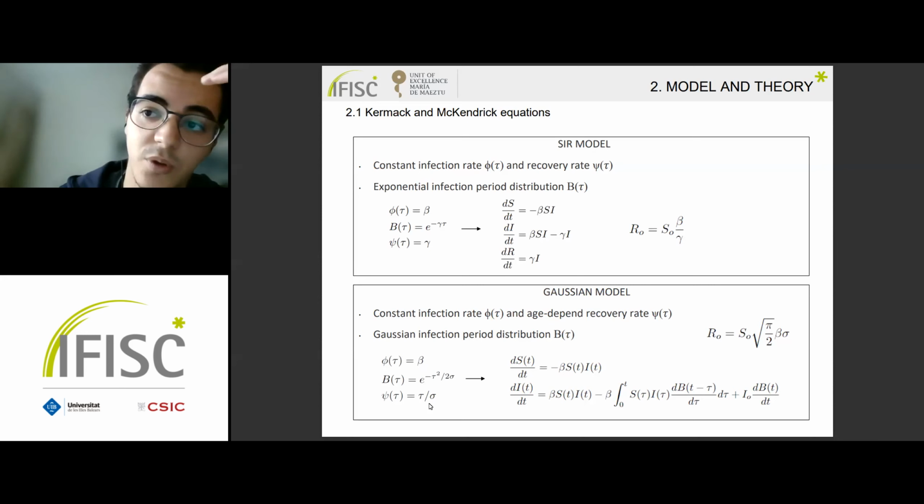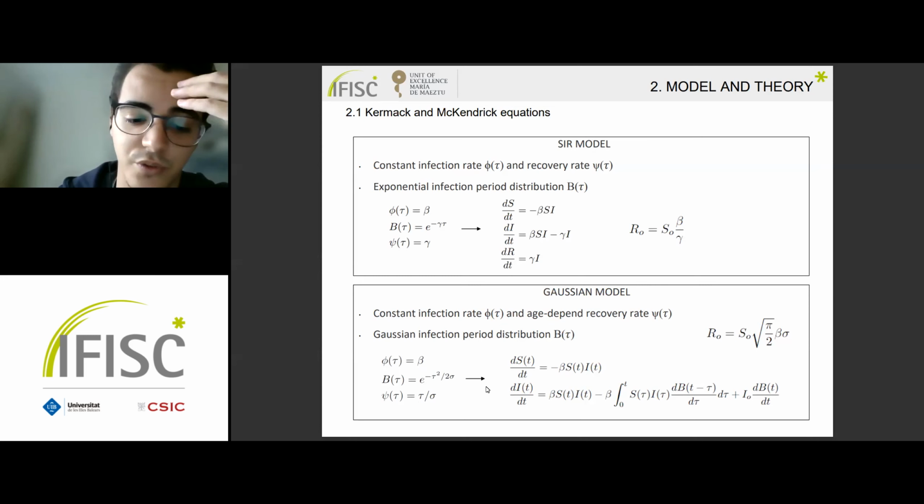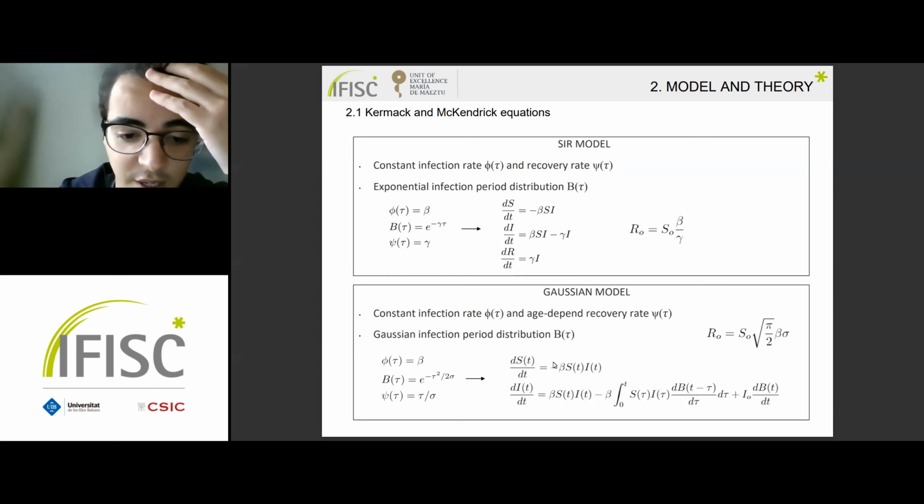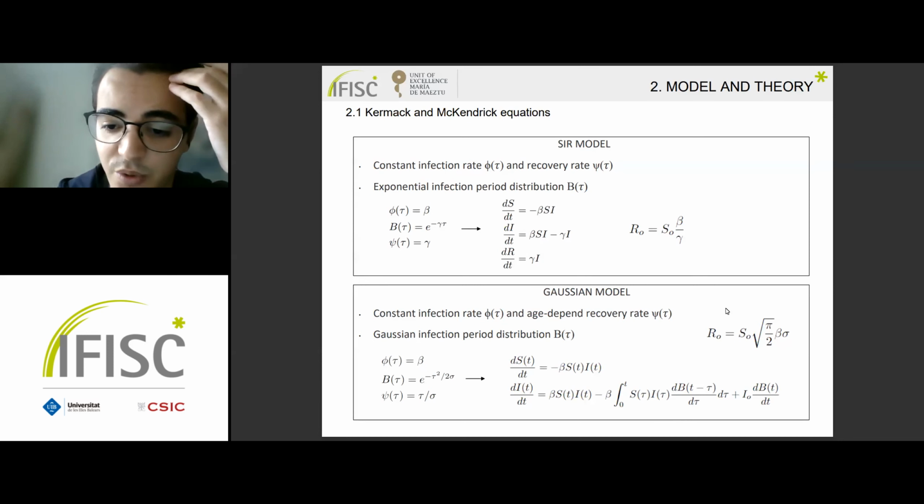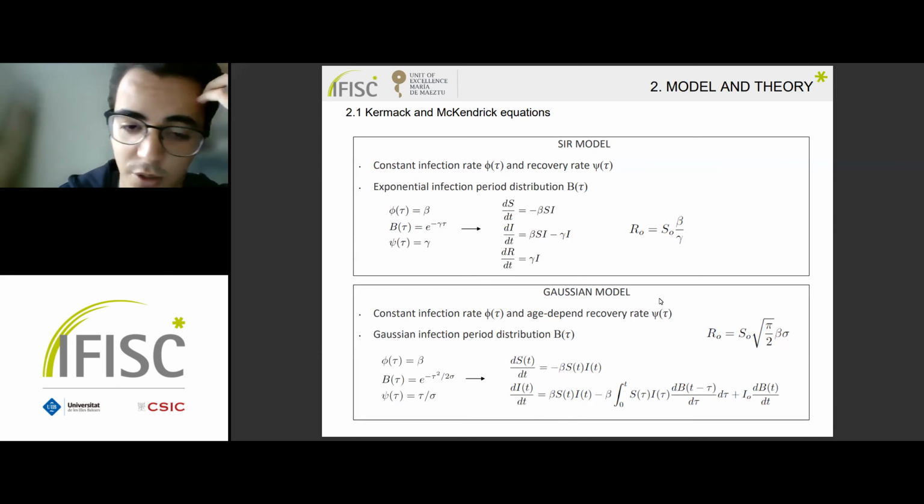So the individuals that have been infected for longer recover faster, or are expected to recover sooner from the disease. If you apply these conditions to the equations that we saw before, we get these equations. In this case, we cannot obtain ordinary differential equations as before, but this can be easily solved numerically. And this is the reproduction number that we deduce for this Gaussian.